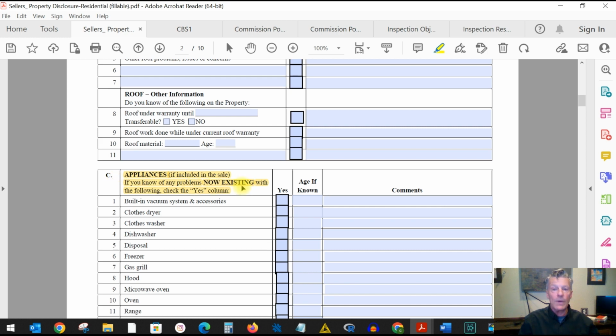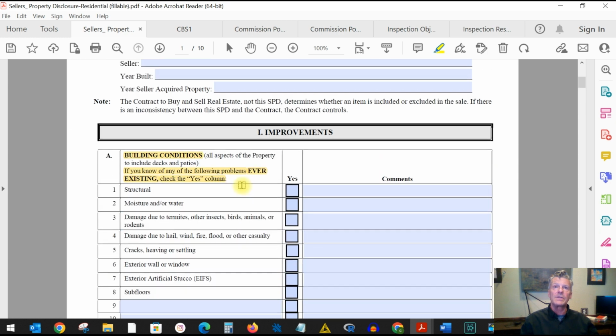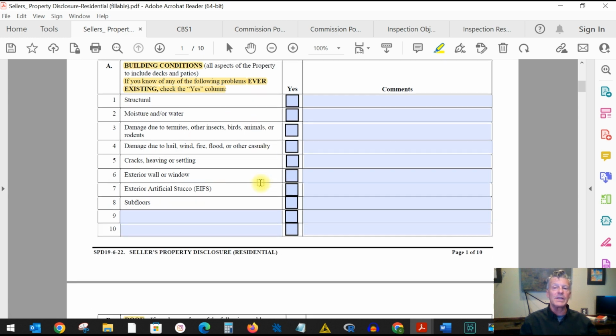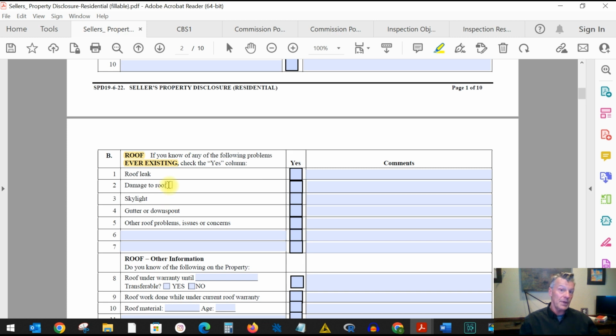Appliances. Now existed. So there's 2 different separate terms that they use here. And if you think about it, it makes perfect sense. Building, structural conditions, real important stuff. If they know about it ever existing, tell you. Roof, pretty important stuff. If it ever existed.